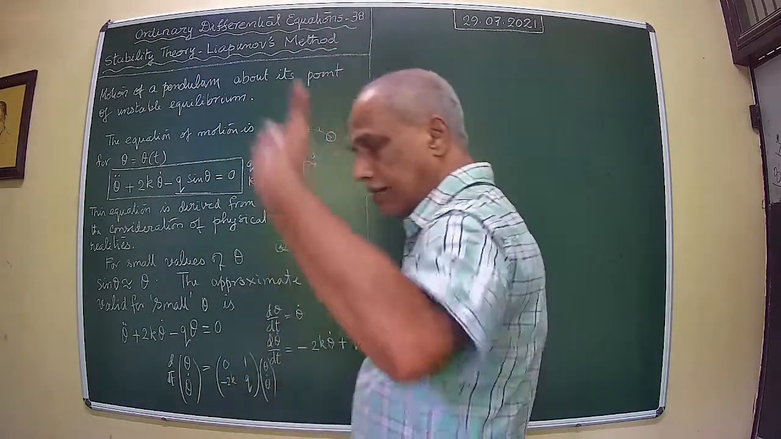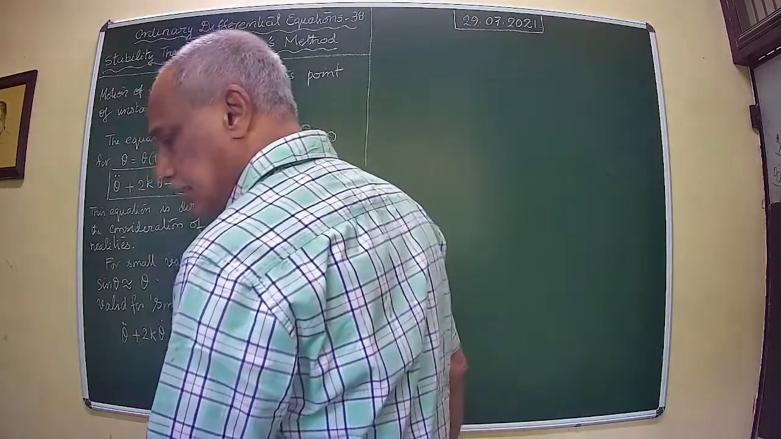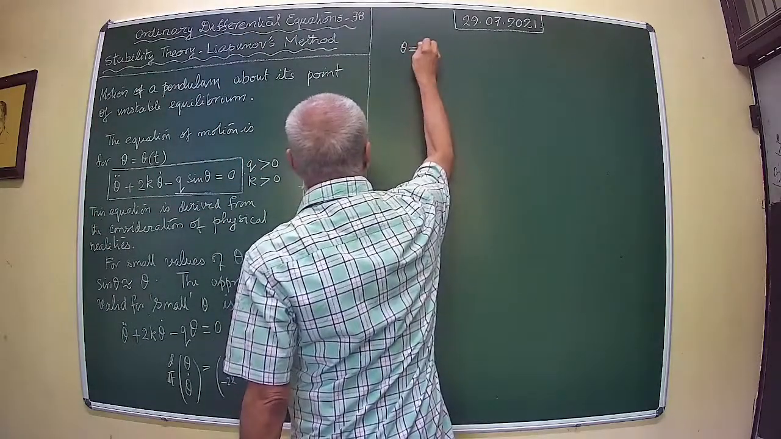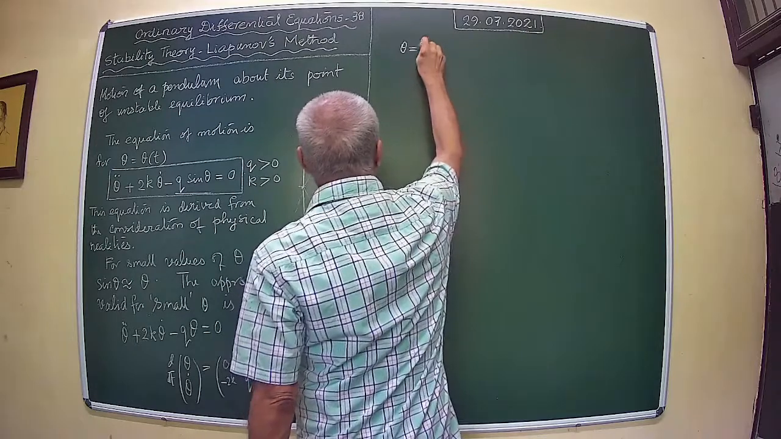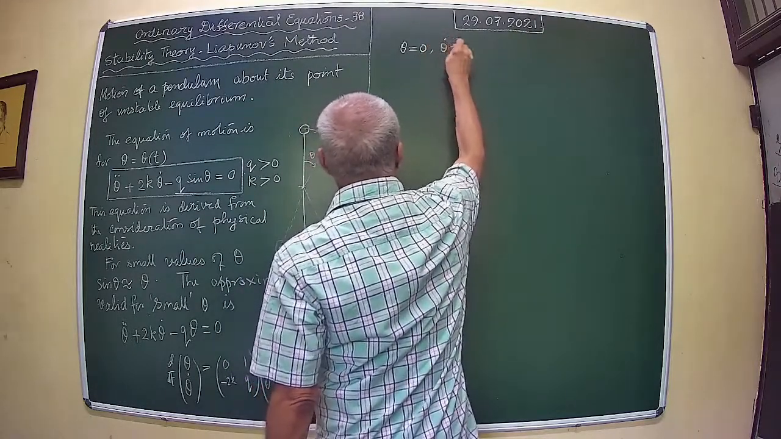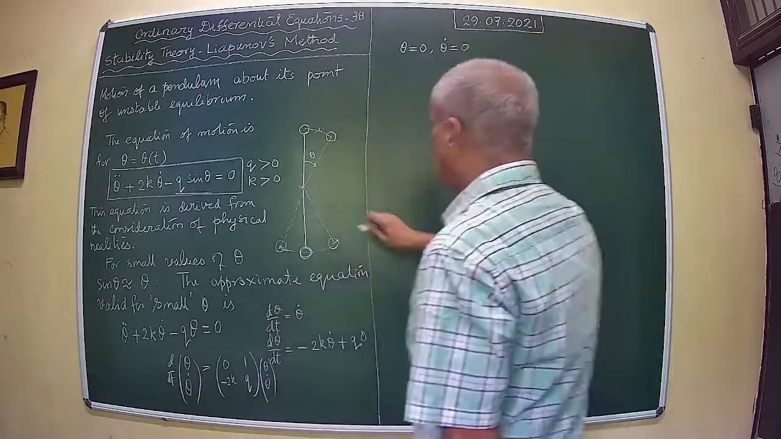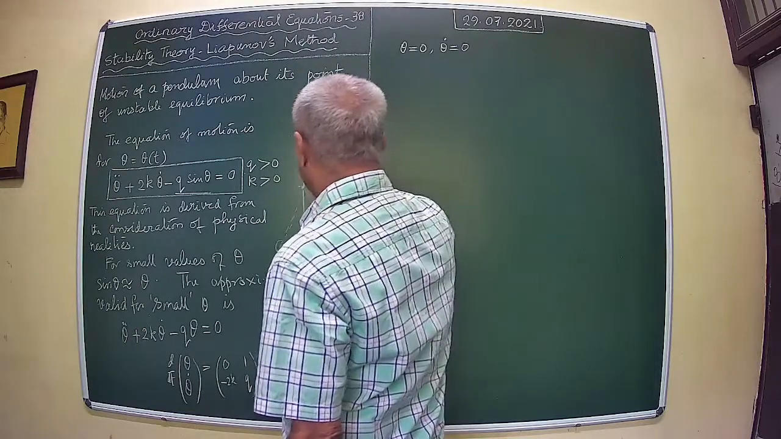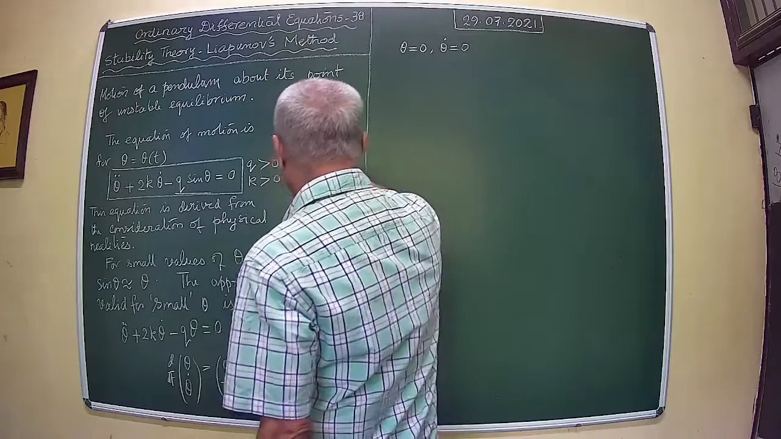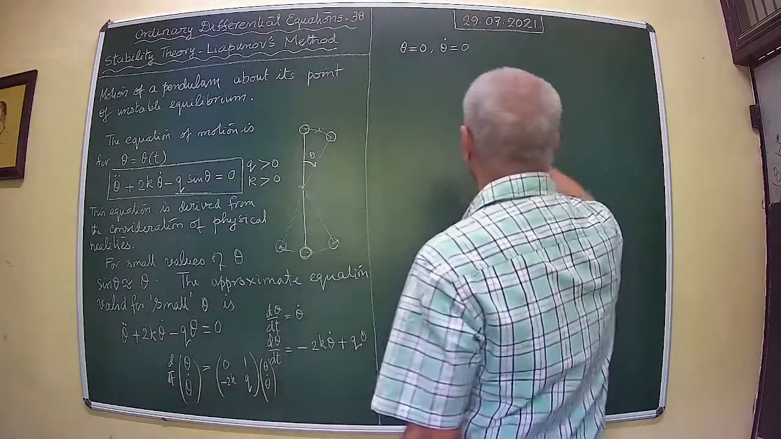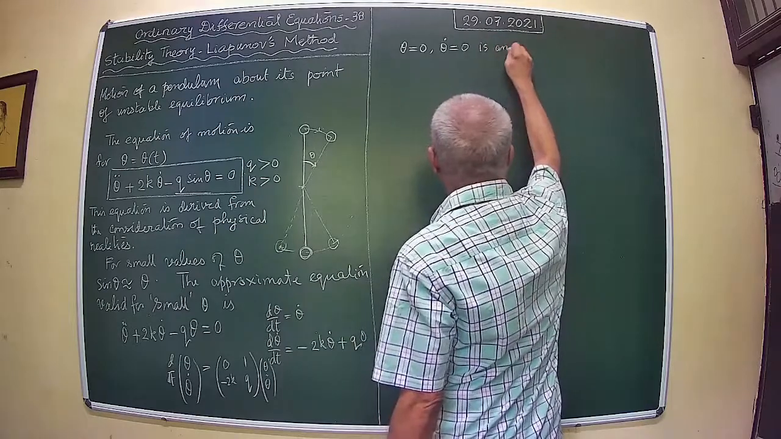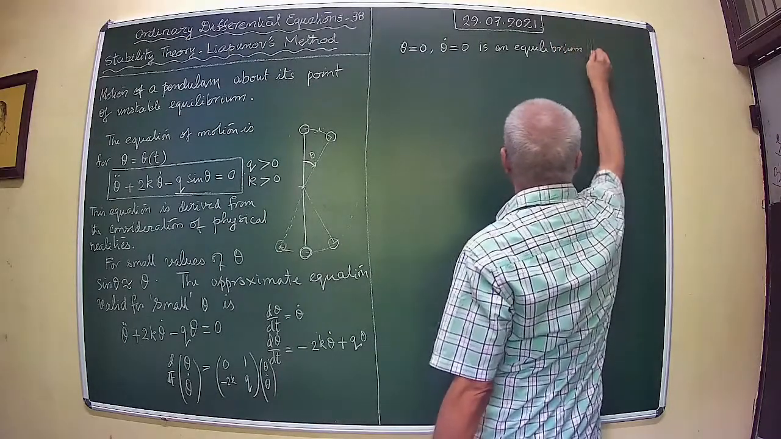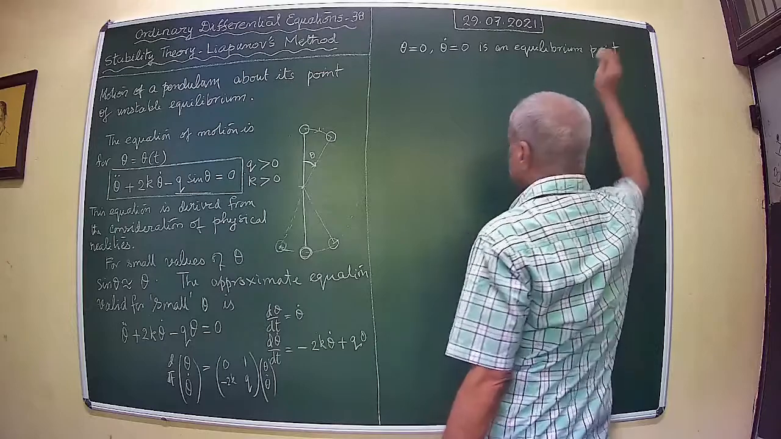Now from what we have already discussed, theta equal to 0, theta dot equal to 0, corresponds to this equilibrium point, the upward equilibrium point, because we are taking this angle as theta. So when theta is 0, you are here.